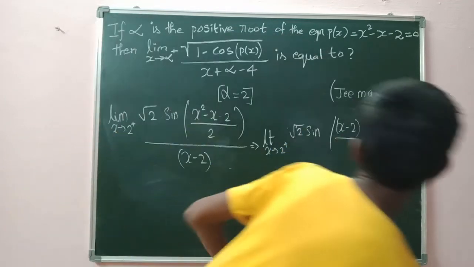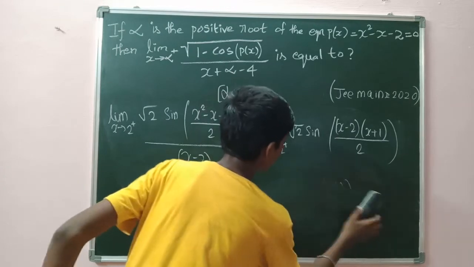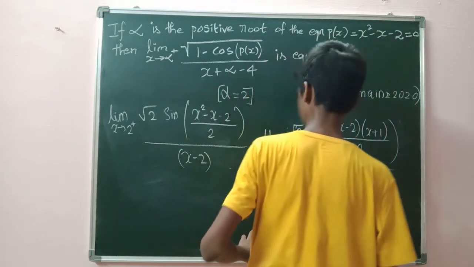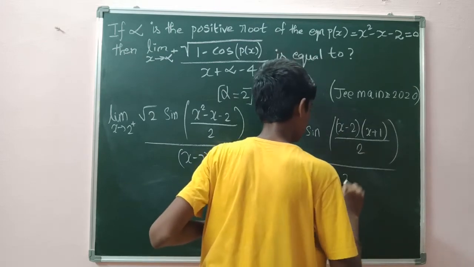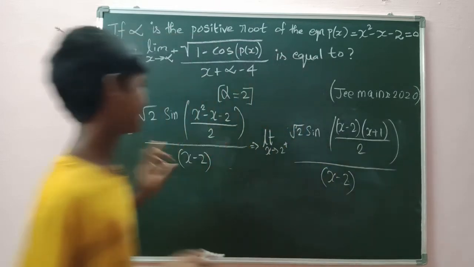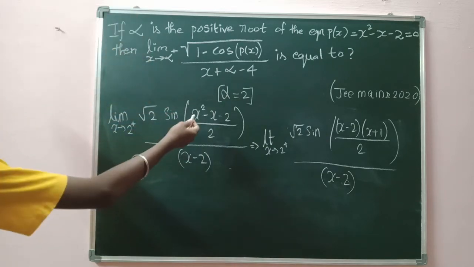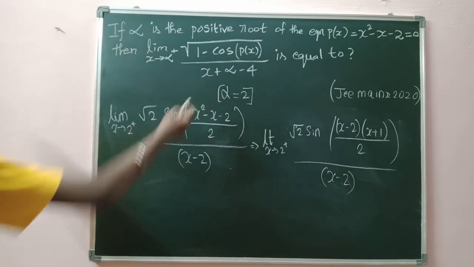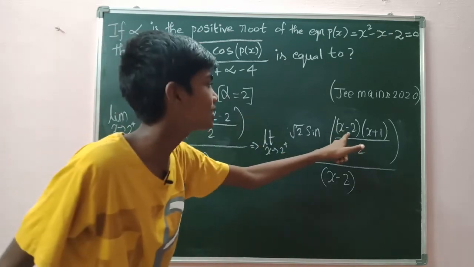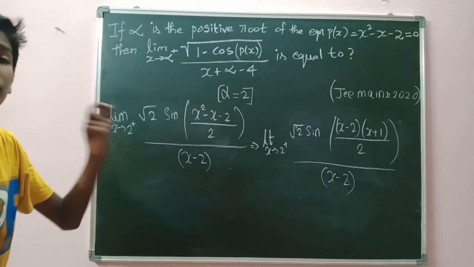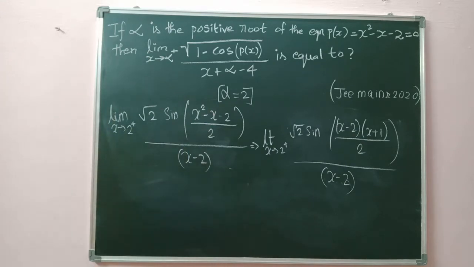Now in the denominator I have x minus 2, which is left out when you factorize. It's very simple, guys. I took p of x as x square minus x minus 2, and when you factorize, this is what you get. Now this is where you should be very careful.